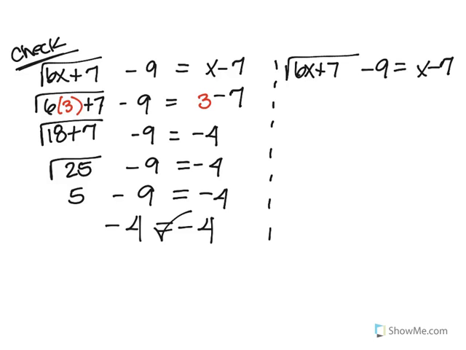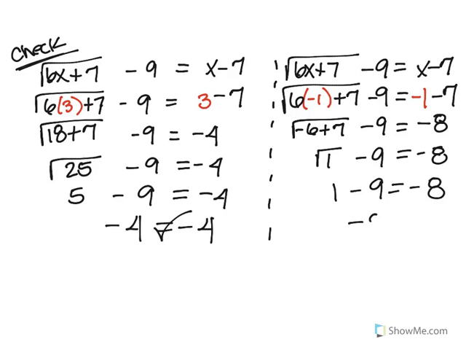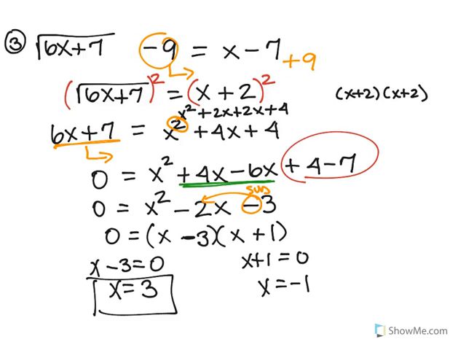Check your negative 1. So this will give negative 6 plus 7, which that's just a positive 1, right? And the square root of 1, and we know is 1. And 1 minus 9 is also what? Negative 8. So they both what? They both check. They both work.